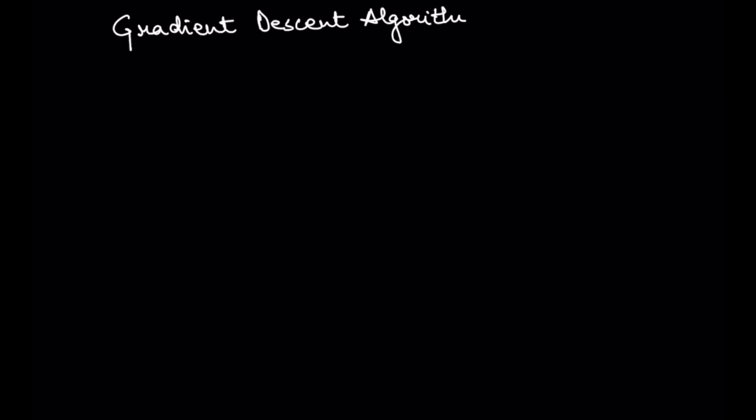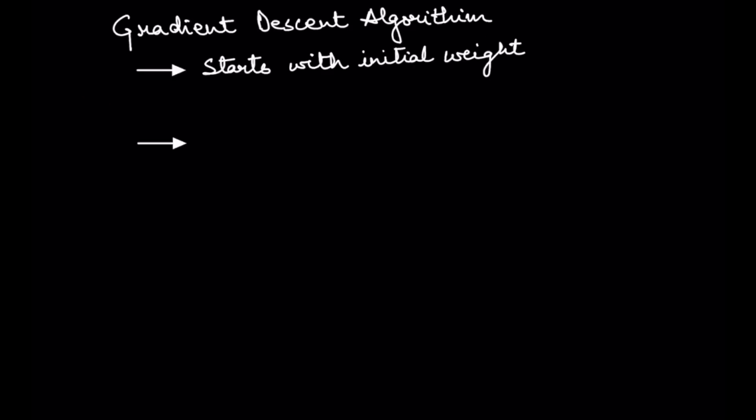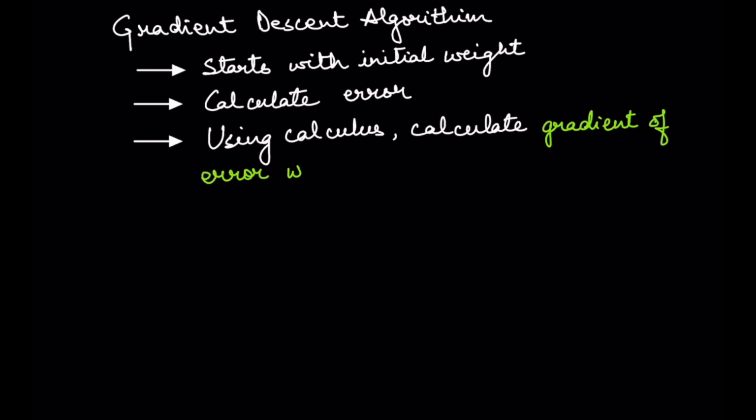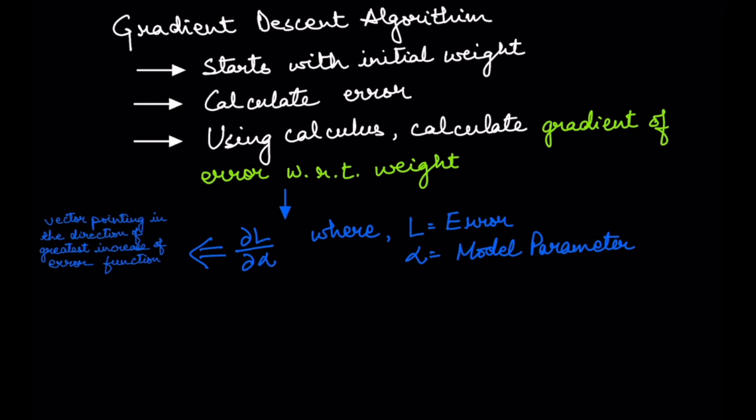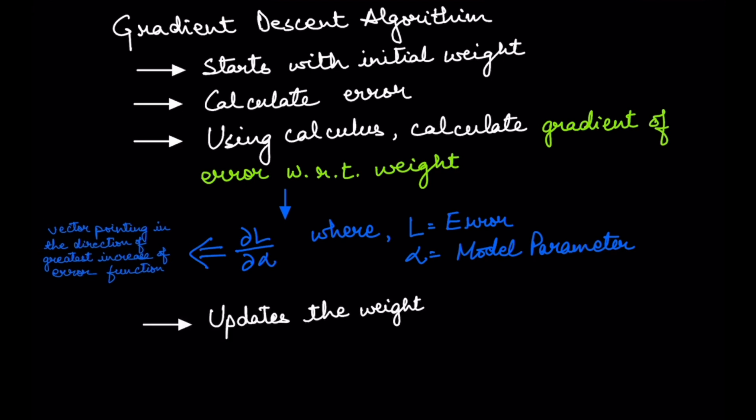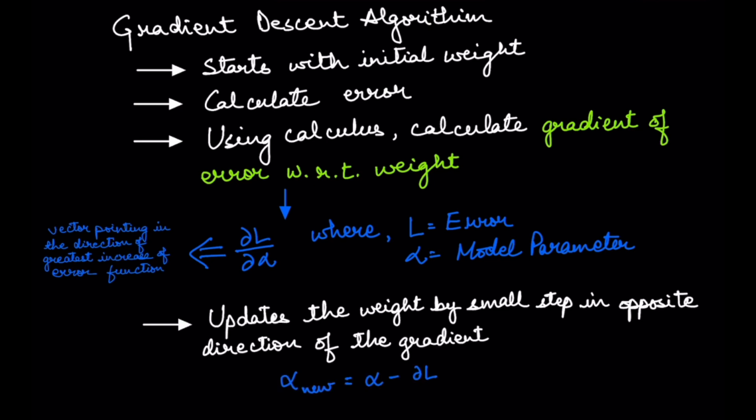The gradient descent algorithm starts with some initial weight and computes the error. It then, using calculus, computes the gradient of the error with respect to the weights. The gradient in this case is a vector pointing in the direction of greatest increase of the error function. The algorithm then updates the weight by a small step in the opposite direction of the gradient. This process is repeated iteratively till the algorithm converges to the minimum of the loss function.